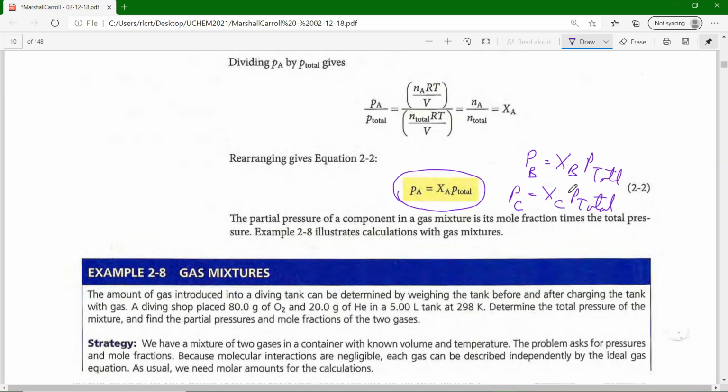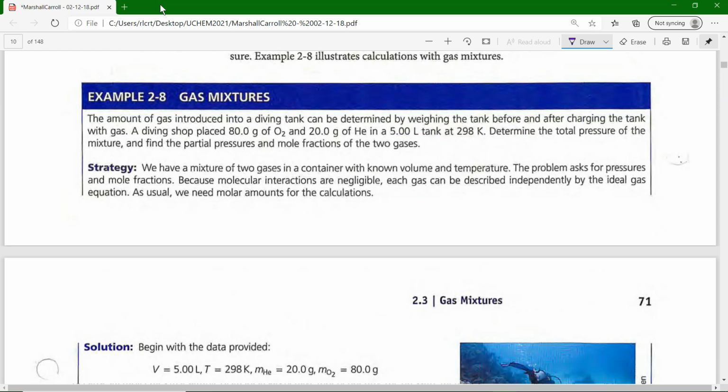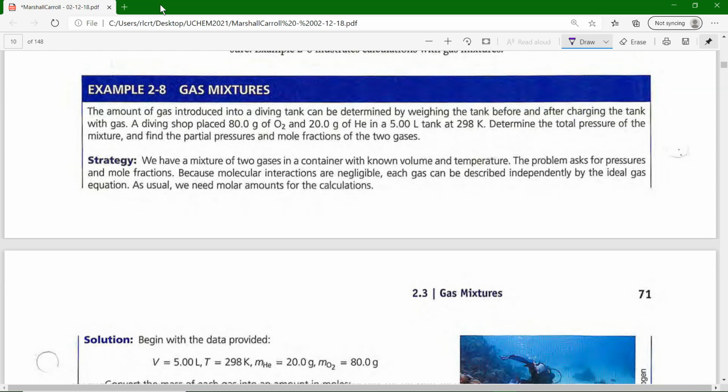So let's see how this works. The amount of gas introduced into a diving tank can be determined by weighing the tank before and after charging the tank with gas. When you hear the word charging, it just means pumping gas into the tank. A diving shop placed 80 grams of molecular oxygen and 20 grams of helium in a 5-liter tank at 298 Kelvin. Determine the total pressure of the mixture and find the partial pressures and mole fractions of the two gases. So this is a classic example. You will need the molar mass of oxygen and helium.